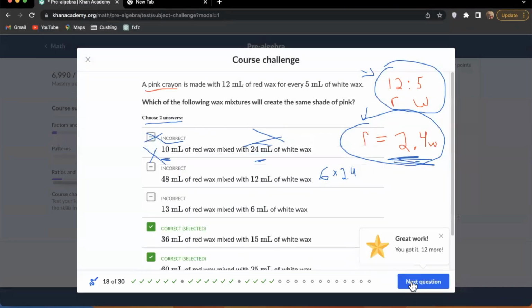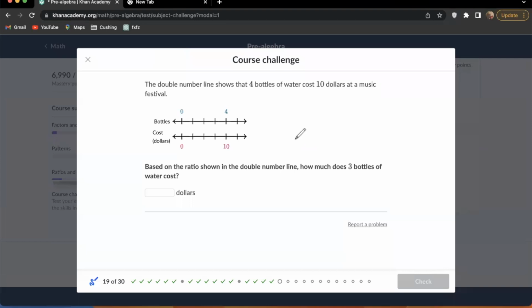So D and E. It says the double number line shows that 4 bottles of water cost $10 at a music festival. Based on the ratio in the double number line, how much does 3 bottles of water cost? We can figure out the cost per bottle. It's $10, but we're going to divide that between 4 bottles, right? Because that was the cost of 4 bottles. So per bottle, 10 divided by 4 is $2.50.